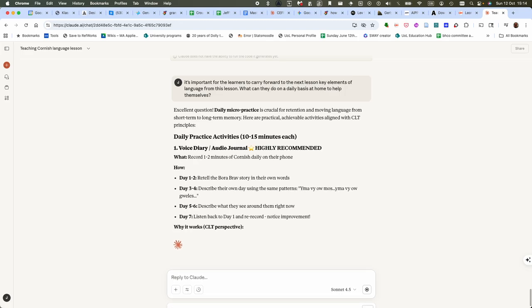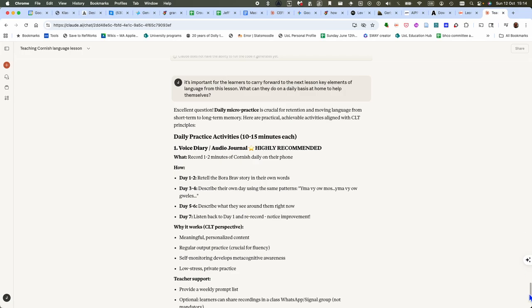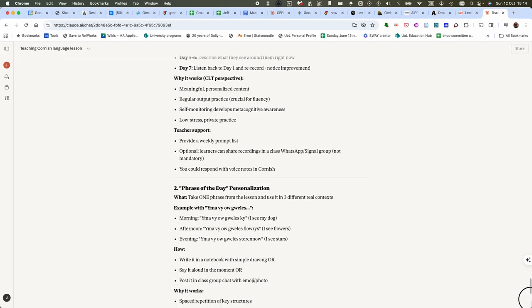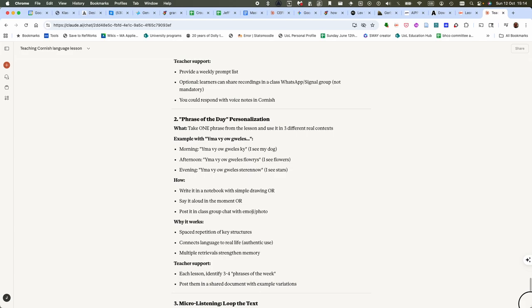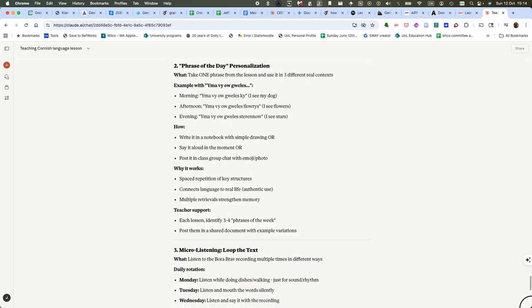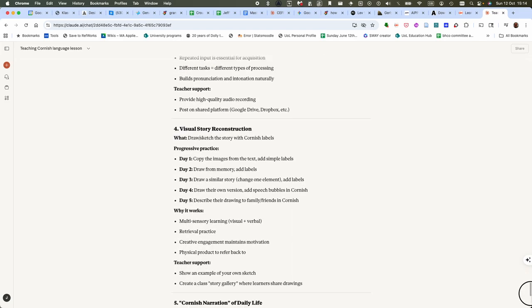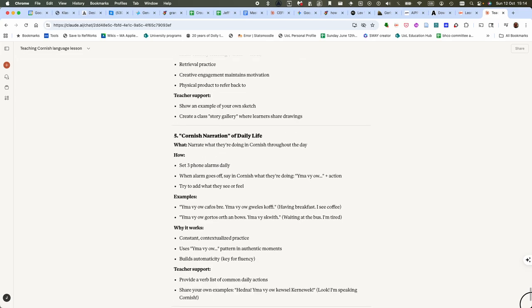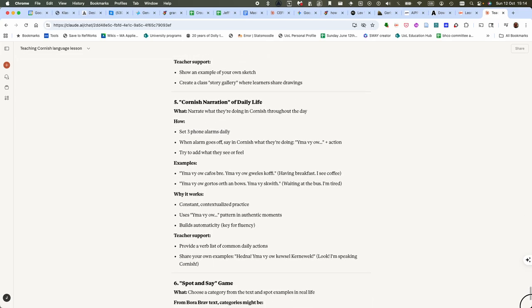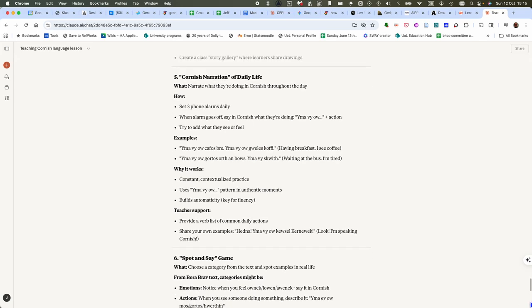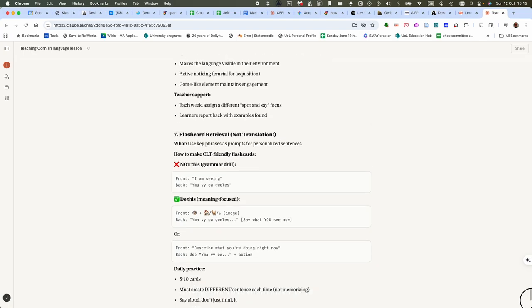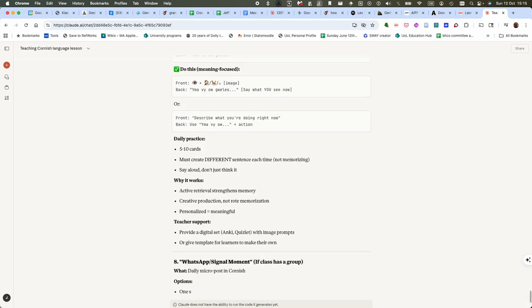Again, this idea of a voice diary, audio journal. Retelling the story. That's a nice idea. A phrase of the day. Yes. Micro listening, visual story reconstruction. Yes. Okay, so number 5 is applying bits of the dialogue onto their real life. Number 6 is, again, obviously they couldn't do all of these, but there are some nice suggestions there.